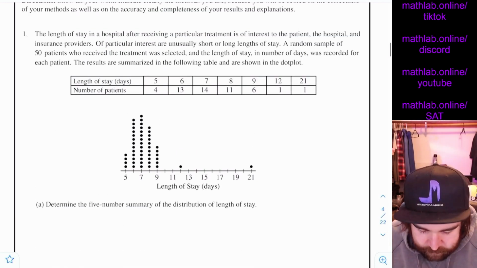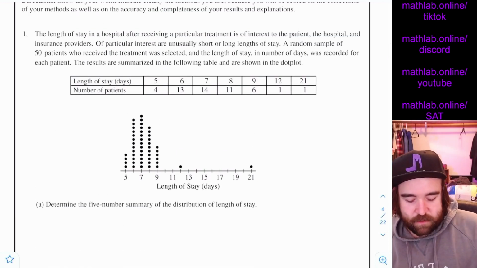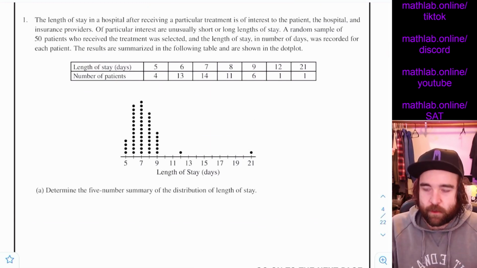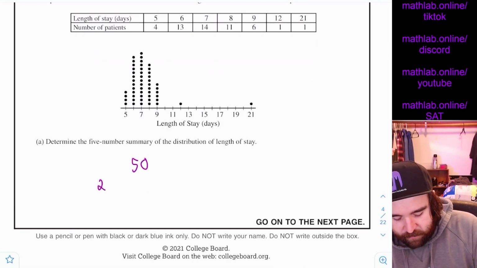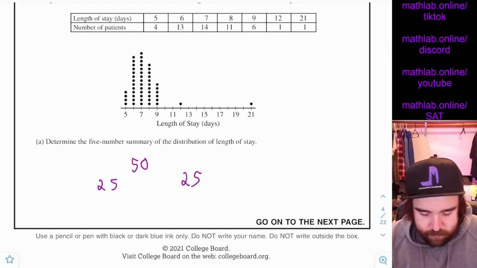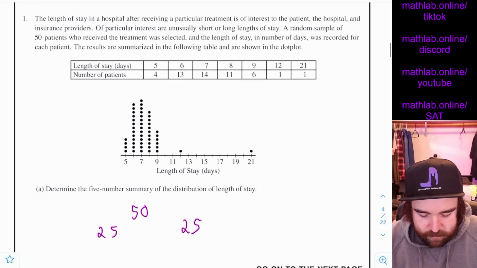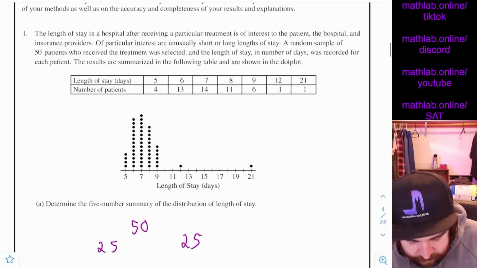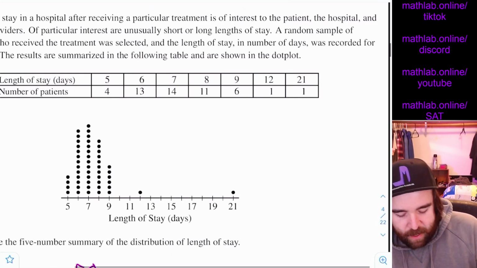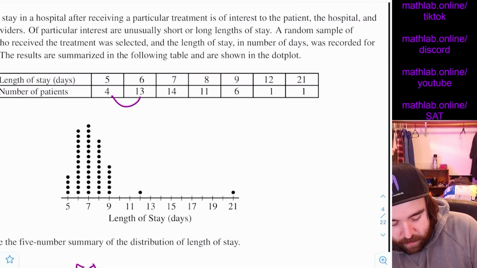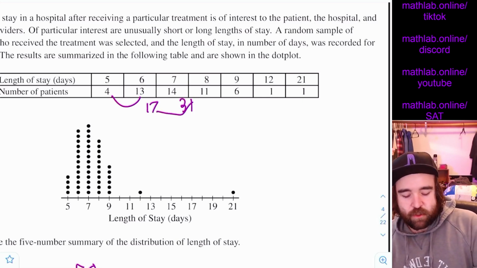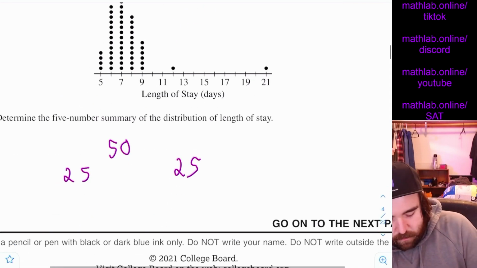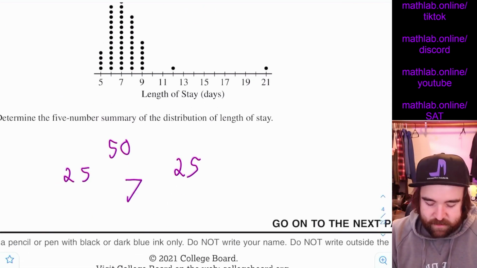All right, so 5 number summary means we got to split it into quartiles, into quarters. So let's first think about how we got 50. So we're going to have like 25 and 25. So let's find the median first. So we've got to look at number of patients and count up to 25. So there we've got 17. So the 25th, because what's 17 plus 14? 31. So the 25th is going to be 7. So the median is 7.